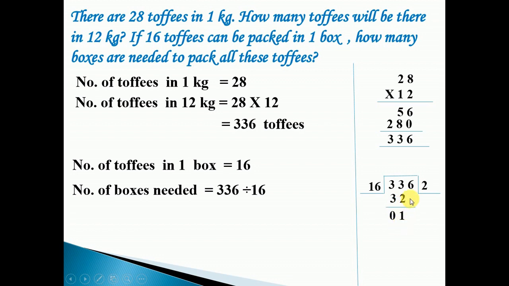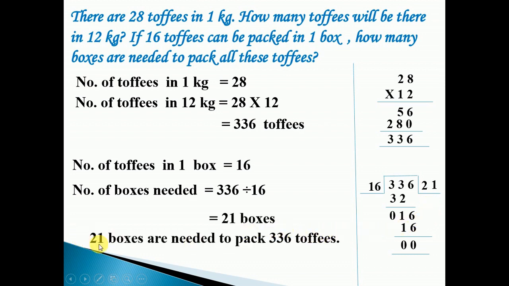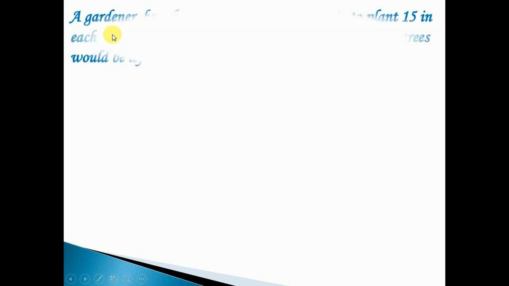Now we bring down next digit, that is 6. We compare 16 and 16. 16 into 1 is equal to 16. Now subtract 16 from 16 is equal to 0. We get 21 boxes. Thus 21 boxes are needed to pack 336 toffees.